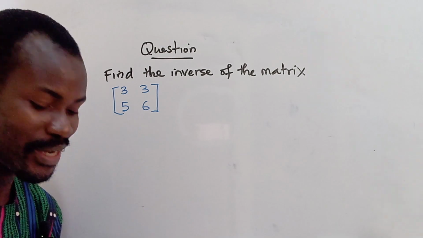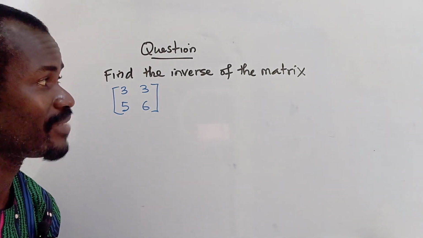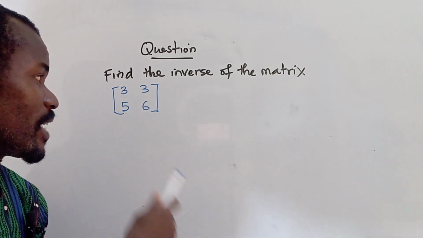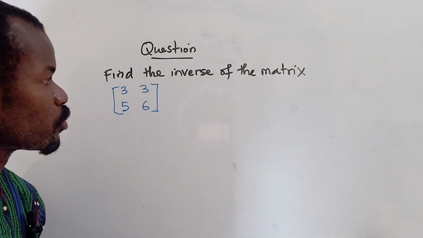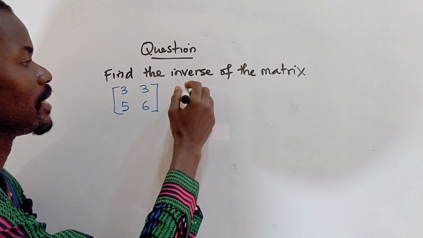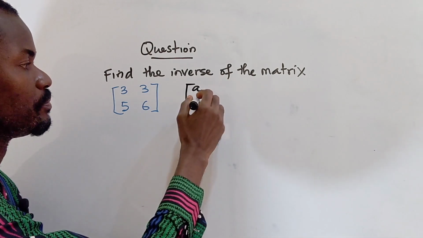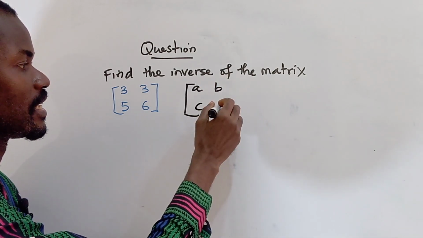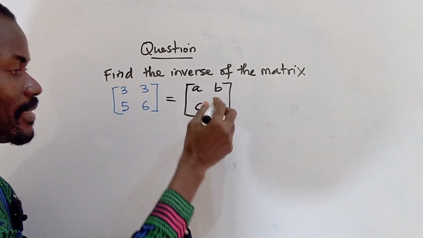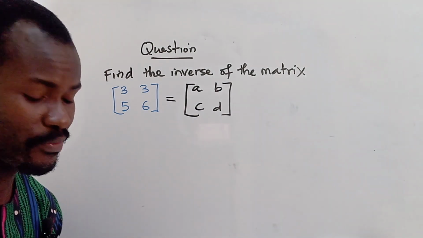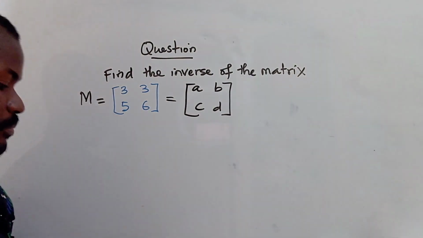Alright, so today we are going to look at a problem on the inverse of a matrix. It says find the inverse of the matrix with the elements 3, 3, 5, and 6. Let's quickly represent this as A, B, C, and D. If this looks like this, we are going to find the inverse. Let's call this matrix M.